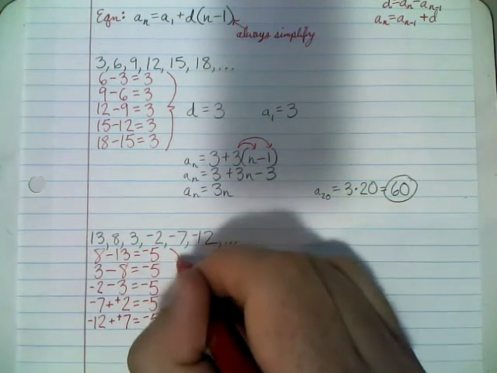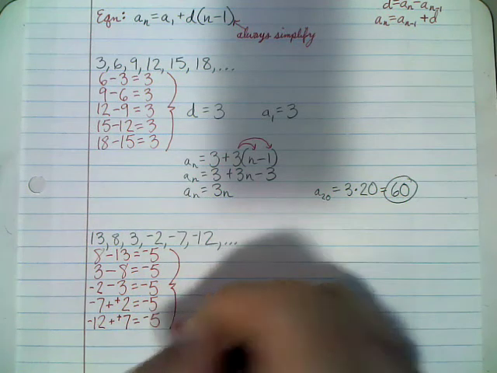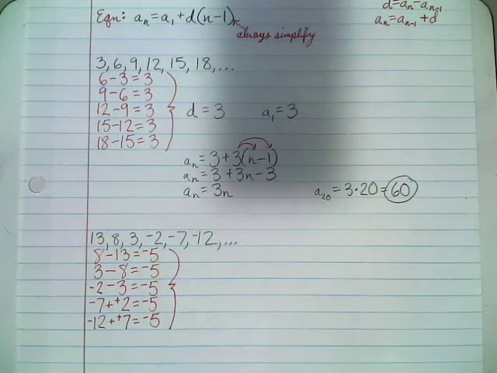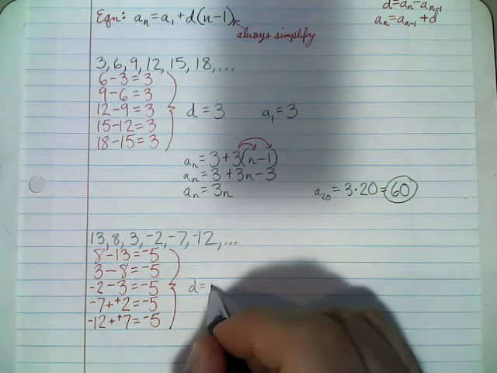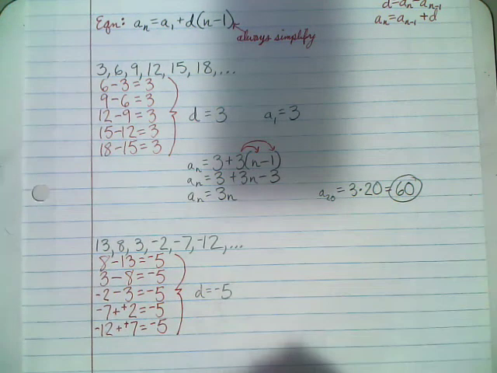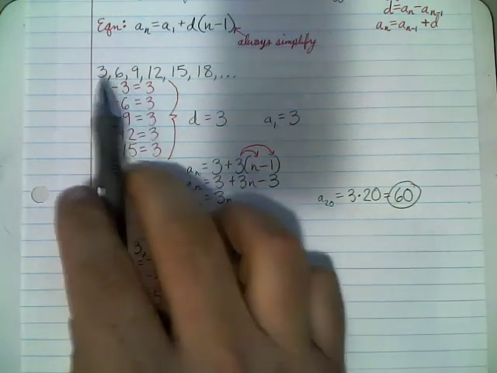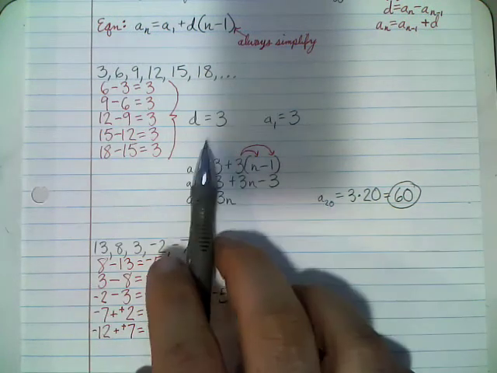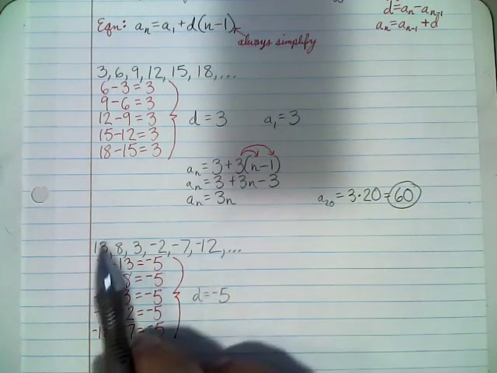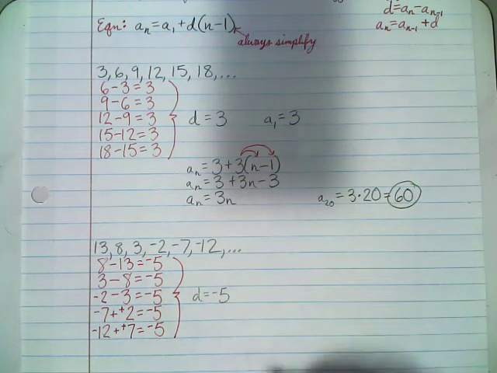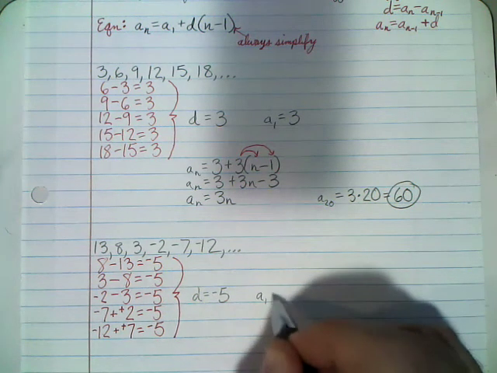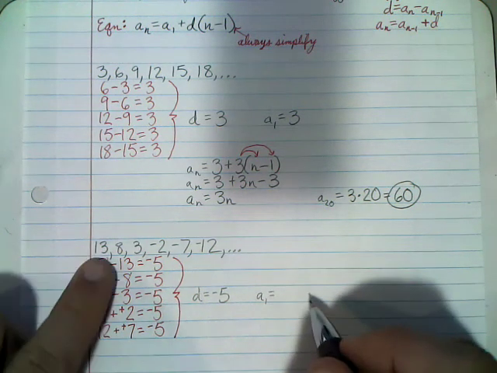So what we discover here is that we do have a common difference, but this time the common difference is a negative. And that should make sense. If we're going up, our common difference will be positive. If we're going down, the common difference will be negative. Once again, in order to find the equation, we also need to know a sub 1. So a sub 1 here, the first term, is 13.